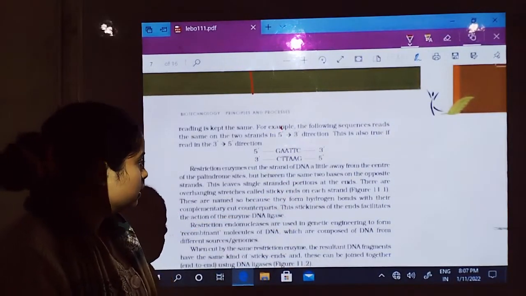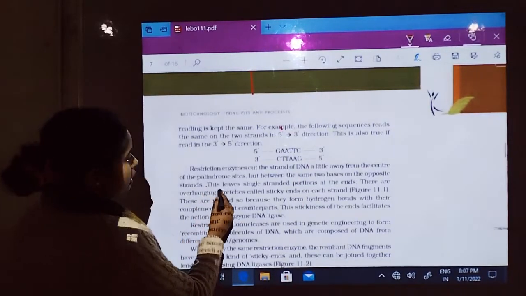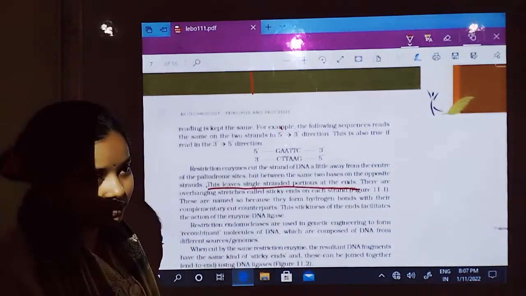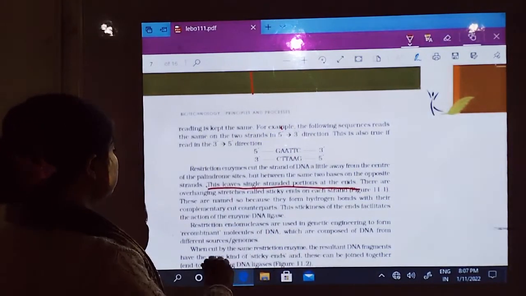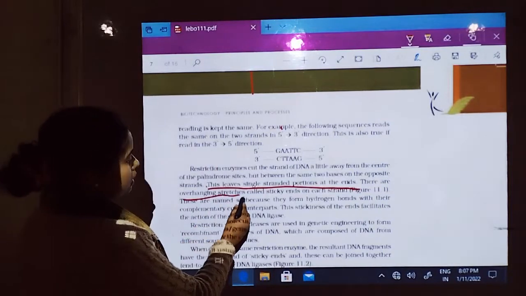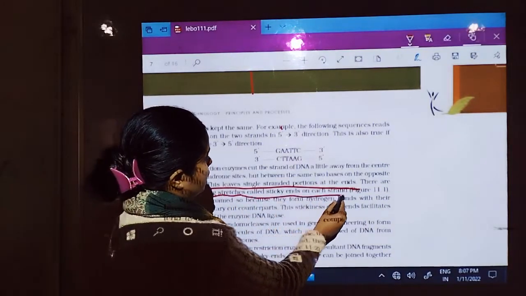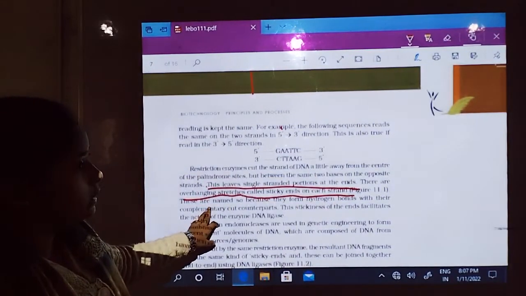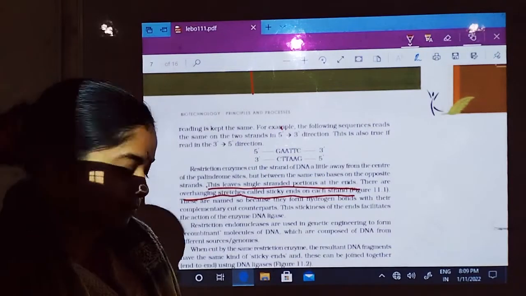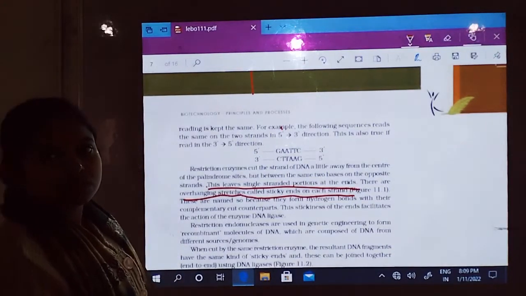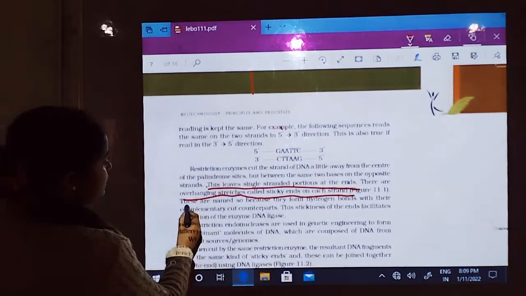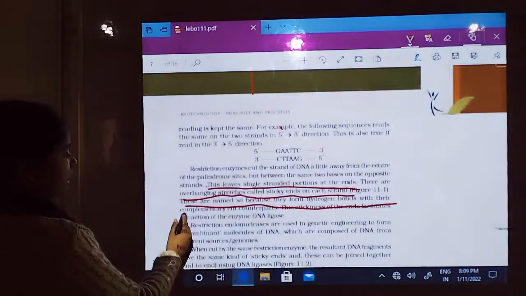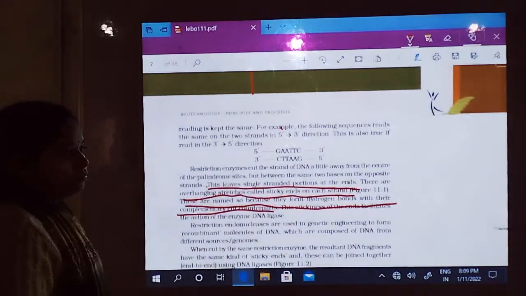This leaves single-stranded positions at the end. So these are overhanging stretches called sticky ends on each strand. These are named so because they form hydrogen bonds with their complementary ends.